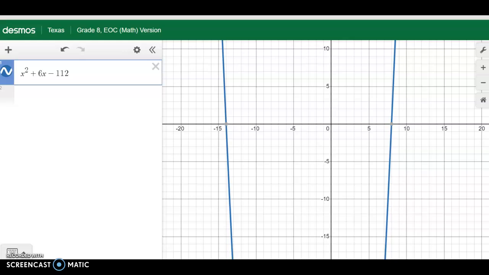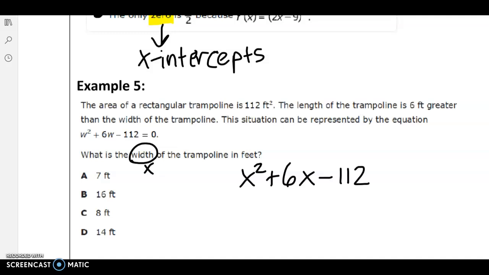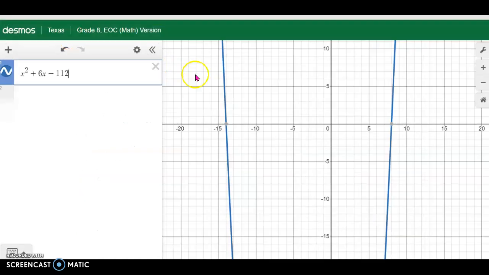Okay, we can see on here we do have two x-intercepts or solutions. One is negative 14 and one is positive 8. So let's write those down. x equals negative 14 and x equals 8. I'm going to double check that to make sure I'm correct. Yep, negative 14, positive 8.